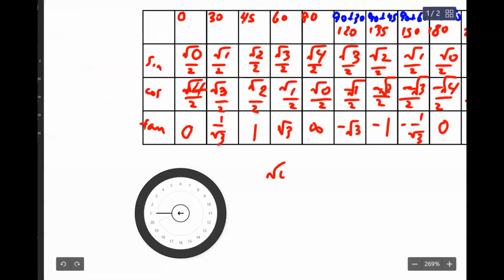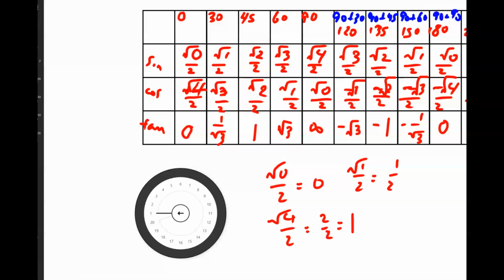So remember, square root of 0 over 2 is equal to 0. Square root of 1 over 2 is equal to 1/2. Square root of 4 over 2 is equal to 2 over 2, which is equal to 1. I'm not sure if there's anything else, but that's pretty much it, right? You could do all those conversions and leave the negative signs where applicable. Oh, square root of 4. Yeah, I did square root of 4 over 2 also.